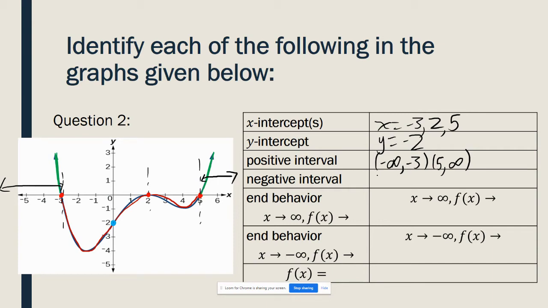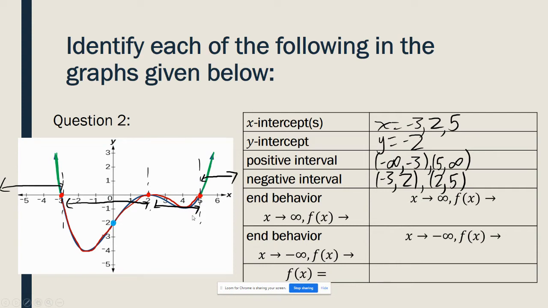So I have a negative interval from -3 up to 2. From here up to here, my graph is negative. And then again from 2 up to 5. Over that whole interval from -3 up to 5 is where my graph is negative.